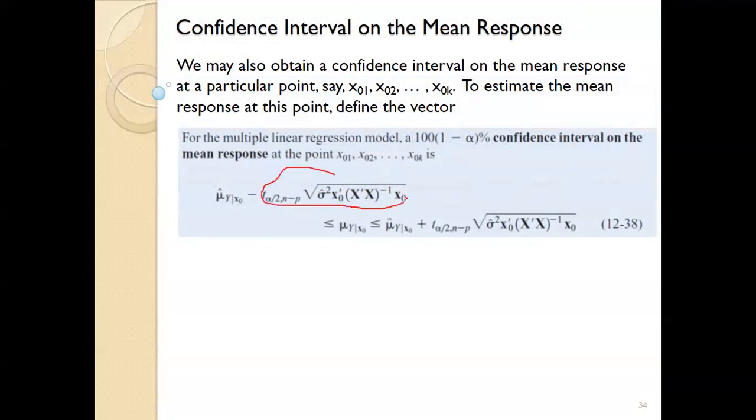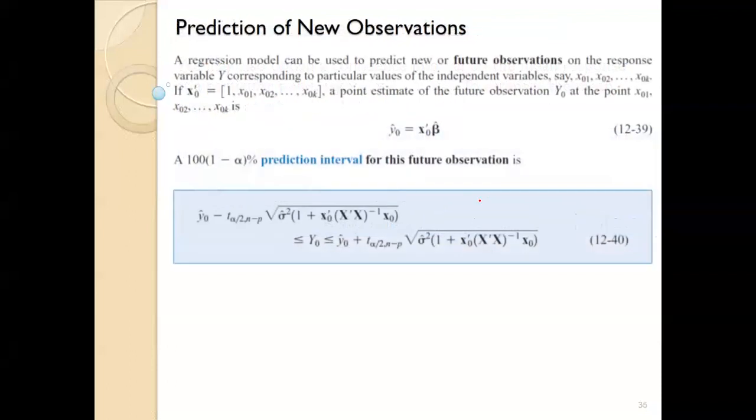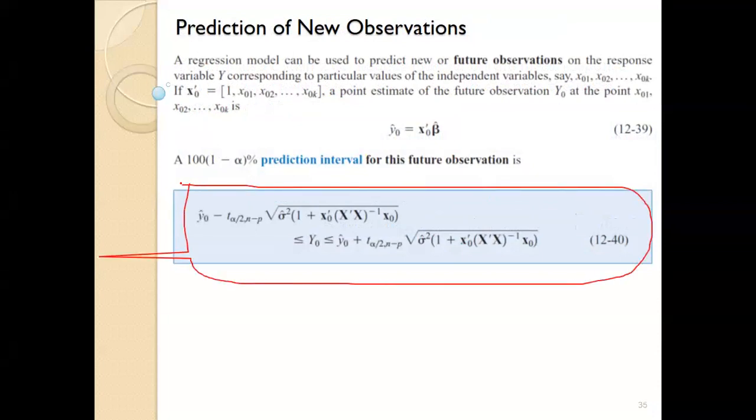This is the lower limit. This is the upper limit. Lower limit, upper limit for this. And also, if you would like to predict a new observation, you follow this equation. This is the confidence interval for a new observation. It's the same as what I will talk about for the simple linear equation. This is for the multiple linear equation, but the equation is quite complex compared to the simple.